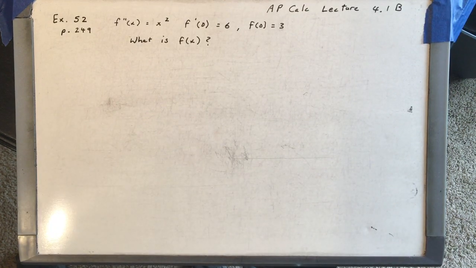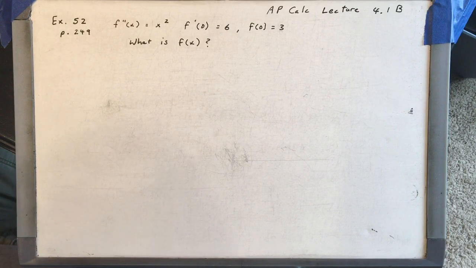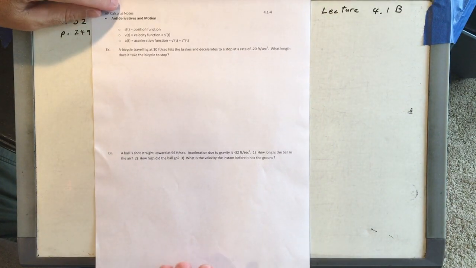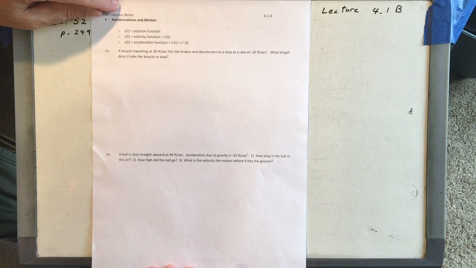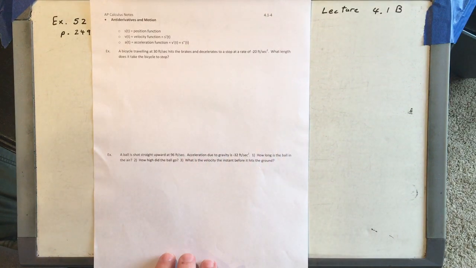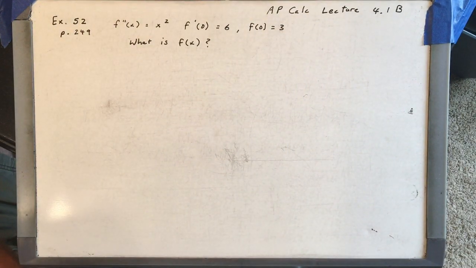Okay, this is AP Calculus Lecture 4.1b, and you should have a blank or a printout. I put it in the file section in Microsoft Teams. But before I work these two example problems, you can do it on the back if you want or on your own paper. I'm going to work example number 52 from the book.